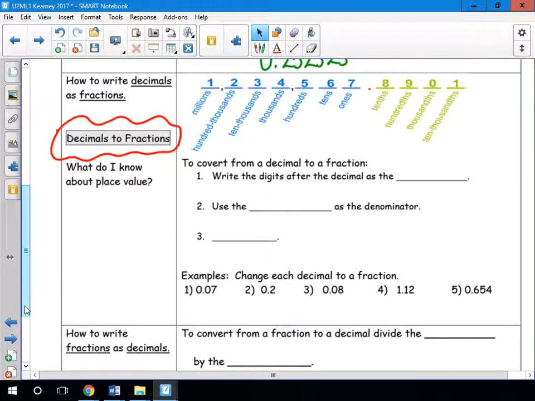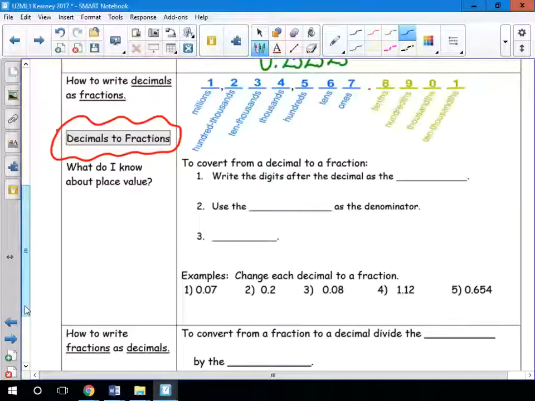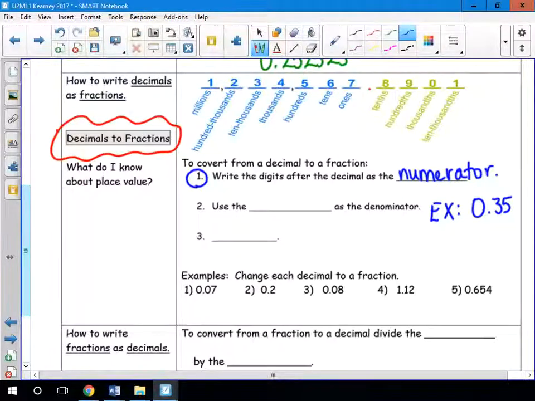We're going to need to think back to several years ago when we first talked about place value. To convert from a decimal to a fraction, the first thing you're going to do is write the digits after the decimal as the numerator. Okay, so for example, if you have 0.35, you're going to take the digits after the decimal and write them as the numerator.